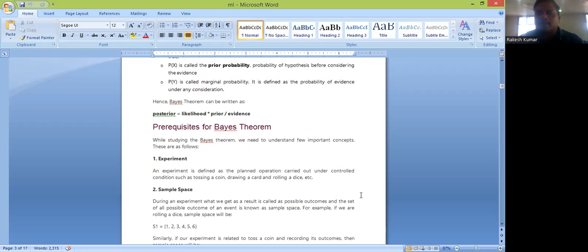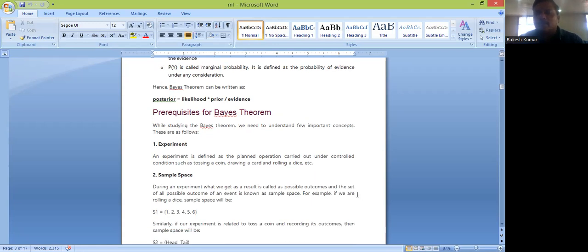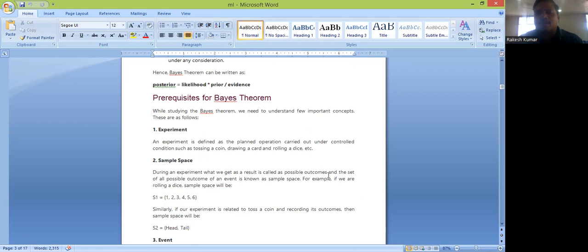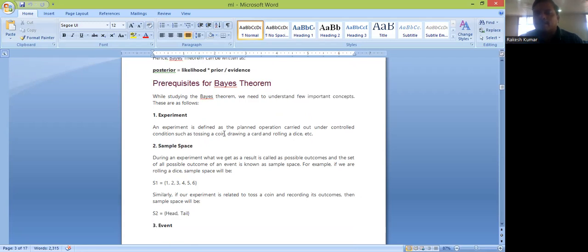Prerequisites for Bayes' theorem. While studying Bayes' theorem, we need to understand a few important concepts. First one, experiment. An experiment is defined as a planned operation carried out under controlled conditions, such as tossing a coin, drawing a card, and rolling a die. If we throw a die, every time we will not get the same number; we'll get a different number. So we do the prediction on that.